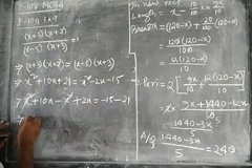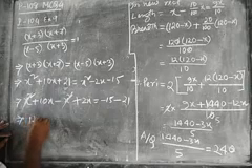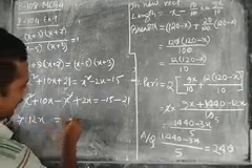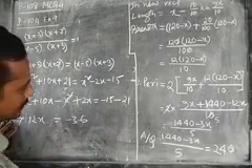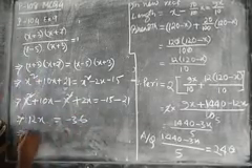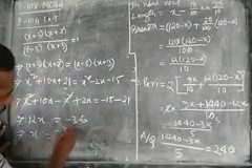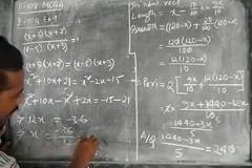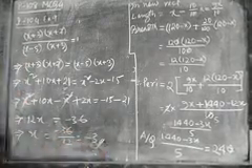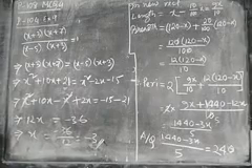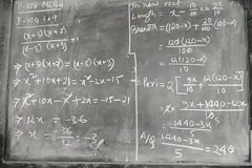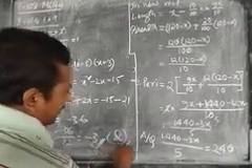what? 12x equal to minus 36, students. Okay, implies x equal to minus 36 by 12 equal to minus 3. So is there any option minus 3? Yes, option D. So option D is the answer.